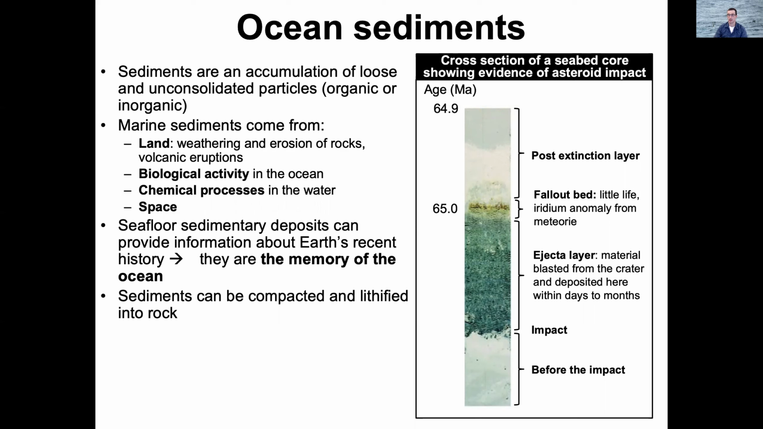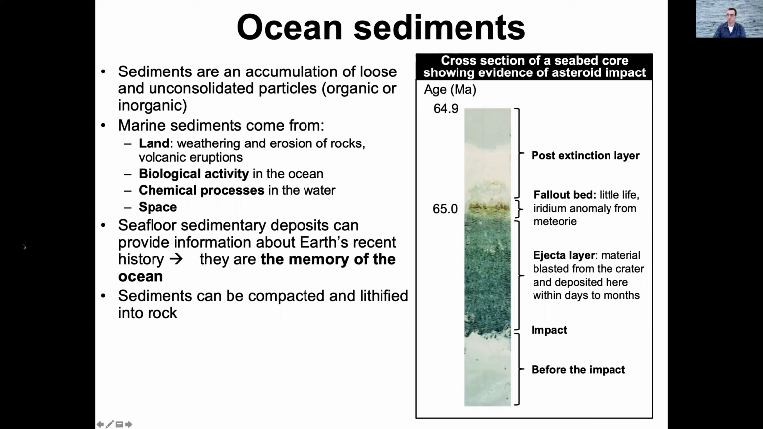Marine sediments can come from 4 different sources: either land through weathering, that can be physical or chemical weathering and erosion of rocks, or volcanic eruptions. They can come from biological activity in the ocean, chemical processes in the ocean, or from space.